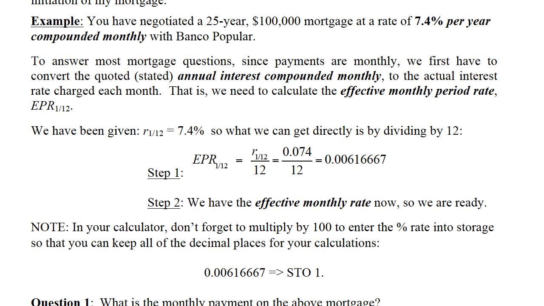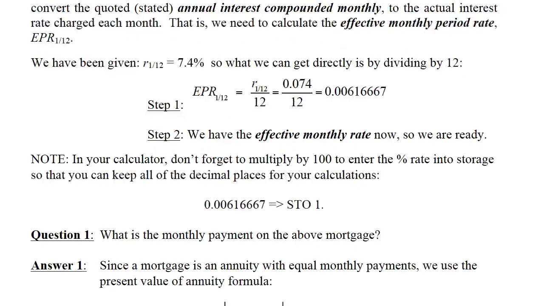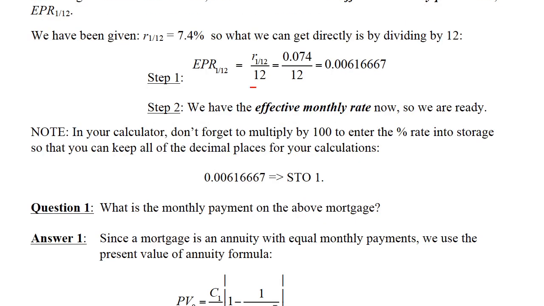$100,000, 25-year mortgage. And the rate is 7.4% per year compounded monthly. So this is a stated rate. I know that because it says per year compounded monthly. Those are different. And that means it's stated. So what I have to do is take that number and divide by 12 right off the bat. Divide by 12, and there it is. That's the rate I'm going to use.